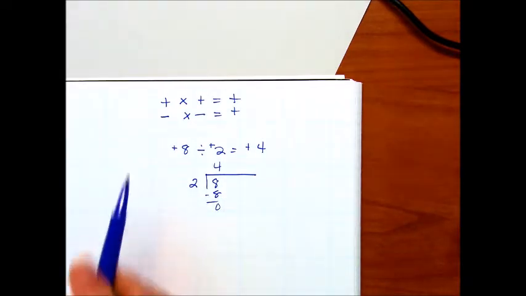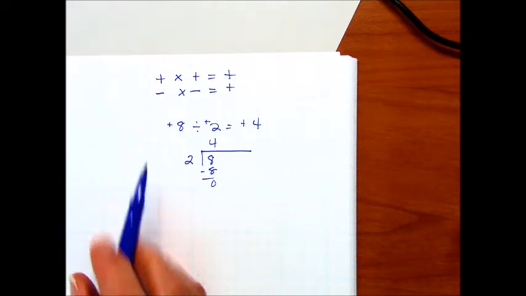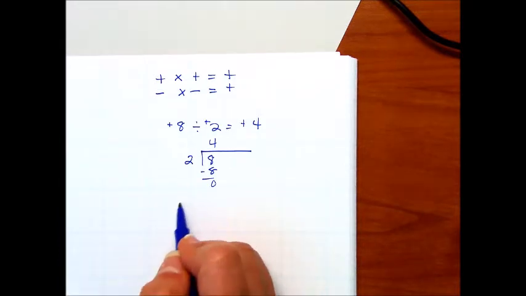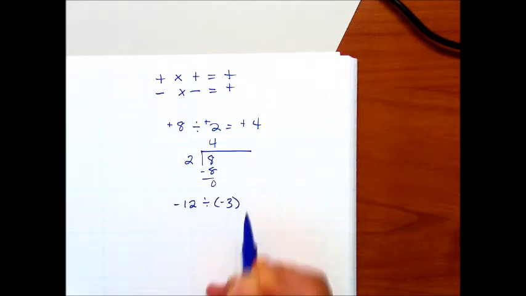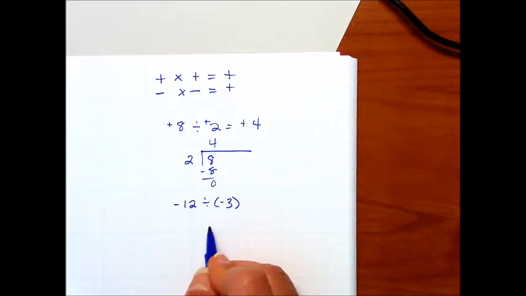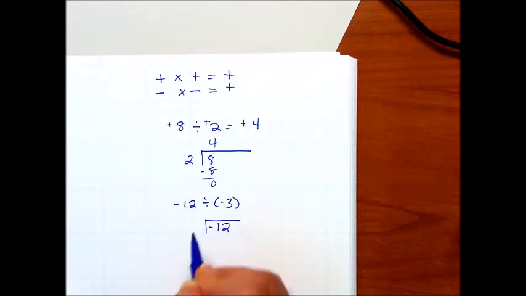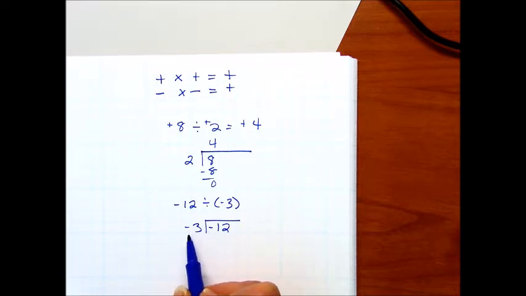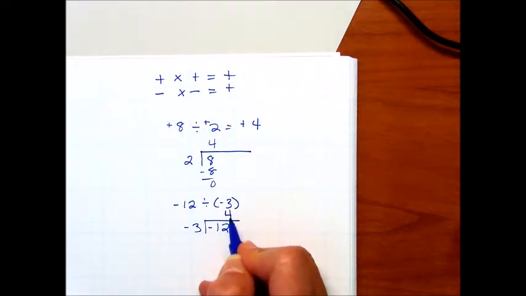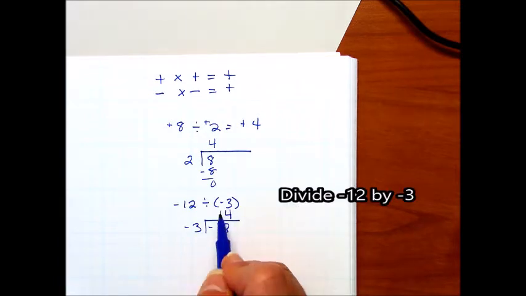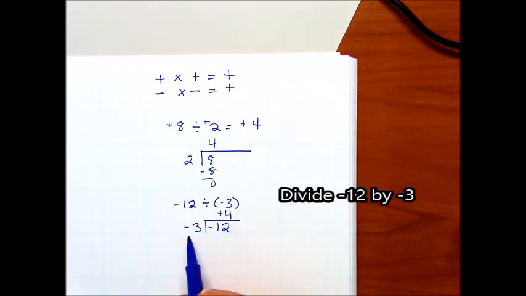Okay, so let's do a negative problem. Say we've got negative 12 divided by negative 3. You could set it up like that, negative 3, and basically it's going to be the same thing. We're going to divide negative 3 into negative 12, and that's going to give us 4 groups of negative 3.